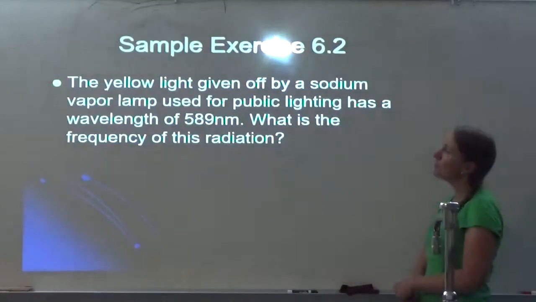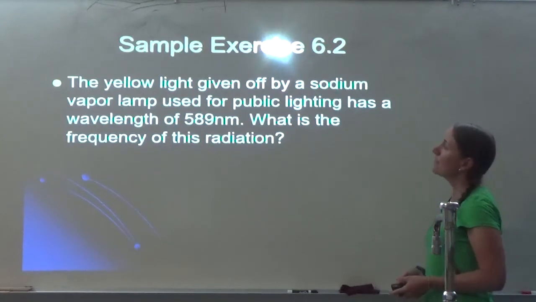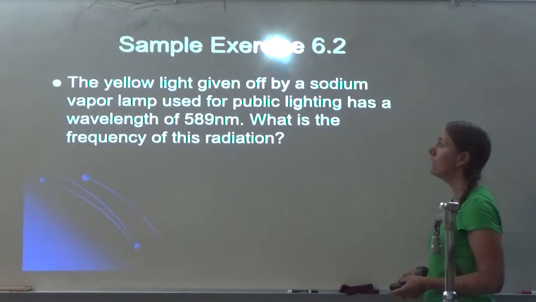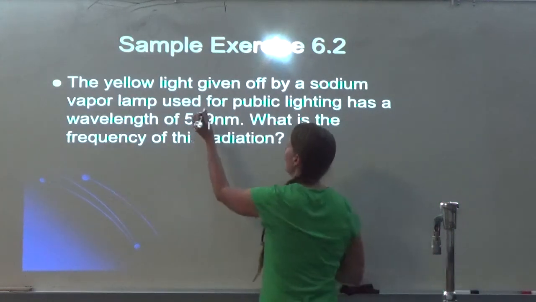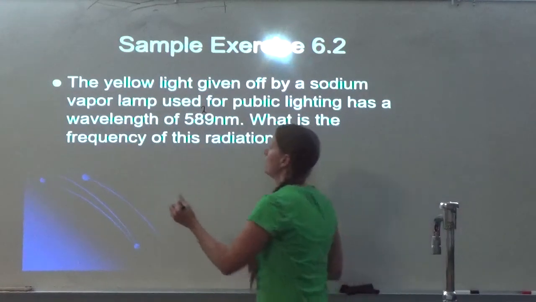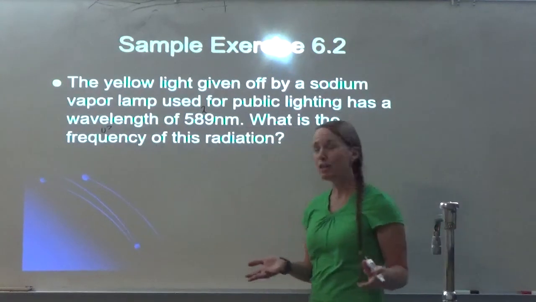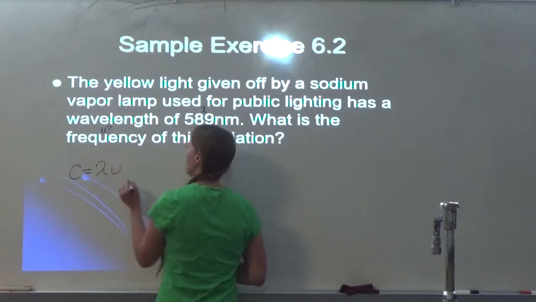All right, so now we're getting to some math here. It says the yellow light given off by a sodium vapor lamp used for public lighting has a wavelength of 589 nanometers. Okay, so this is my lambda. What is the frequency of this radiation? So this is my frequency. Okay, so we know that our formula is c equals lambda nu.